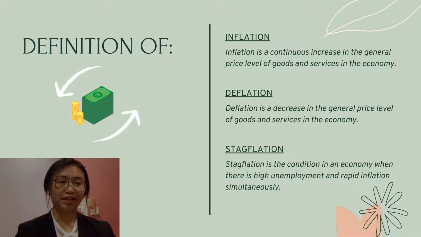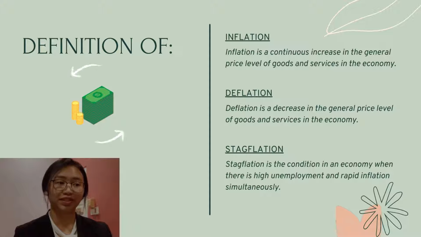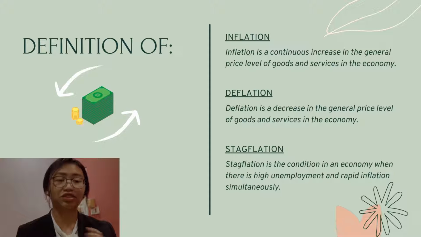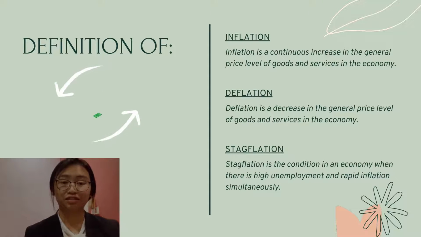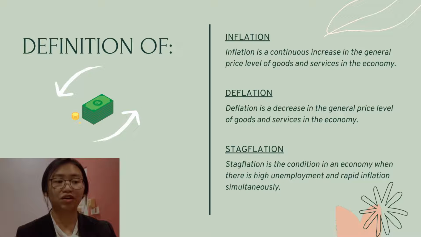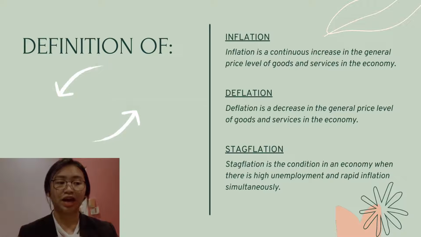I will be defining inflation, deflation, and stagflation. First of all, inflation is a continuous increase in the general price level of goods and services in the economy. Deflation is a decrease in the general price level of goods and services in the economy, and stagflation is the condition in an economy when there is high unemployment and rapid inflation simultaneously.